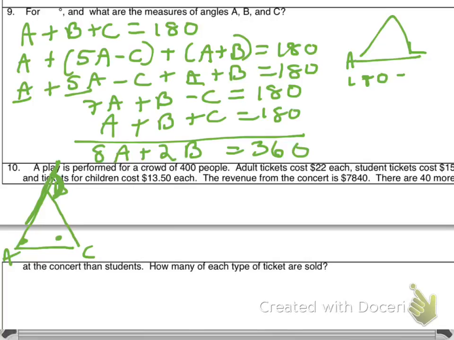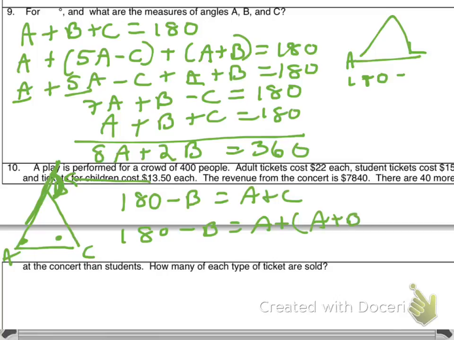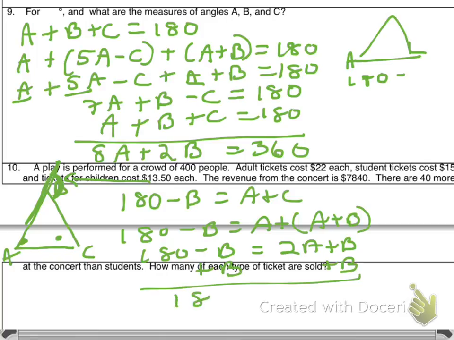All right, so this forms a nice straight line. So 180 minus B, that gives me my remote angle, is equal to A plus C. Now remember, I didn't want C, but what is C? 180 minus B is equal to A plus, and C is A plus B. Okay, so I have 180 minus B is equal to 2A plus B. Add B to both sides, and I get 180 is equal to 2A plus 2B.